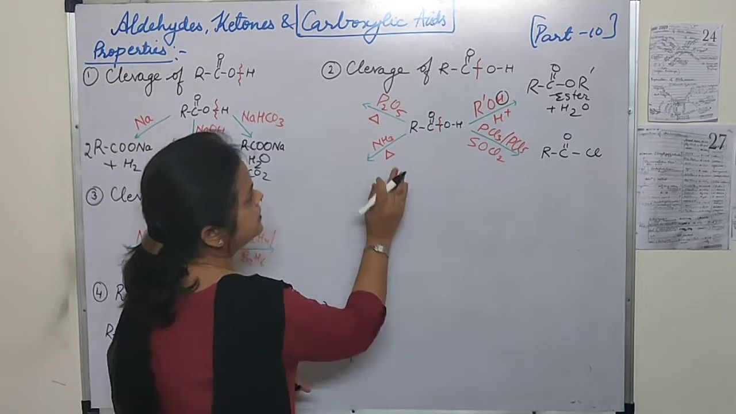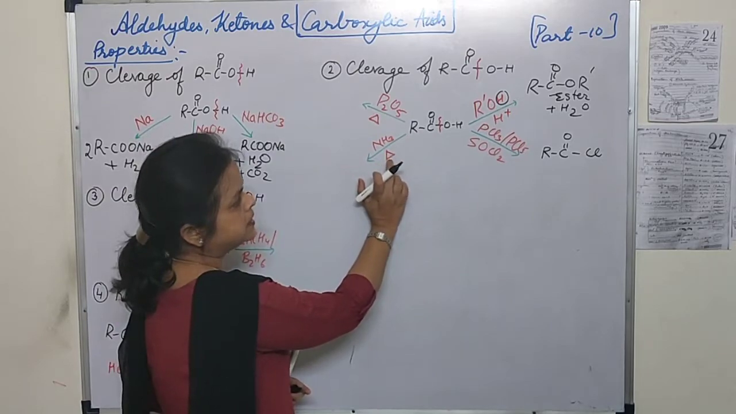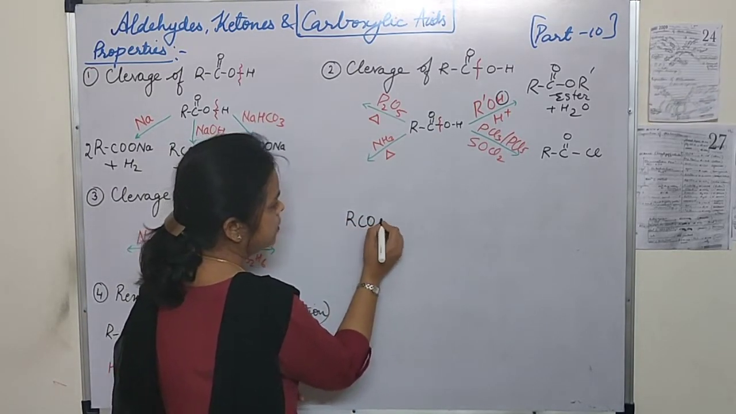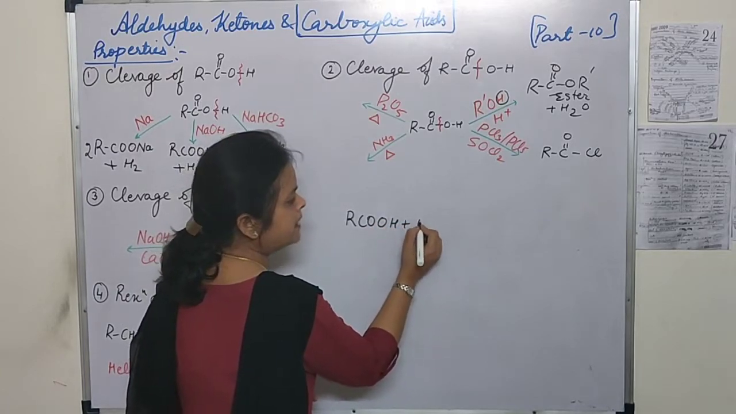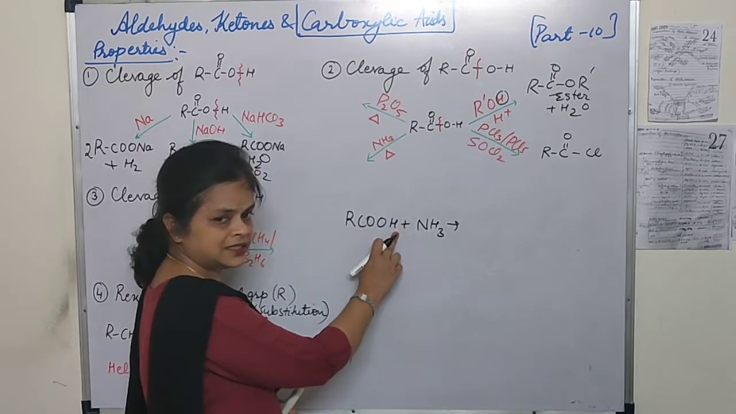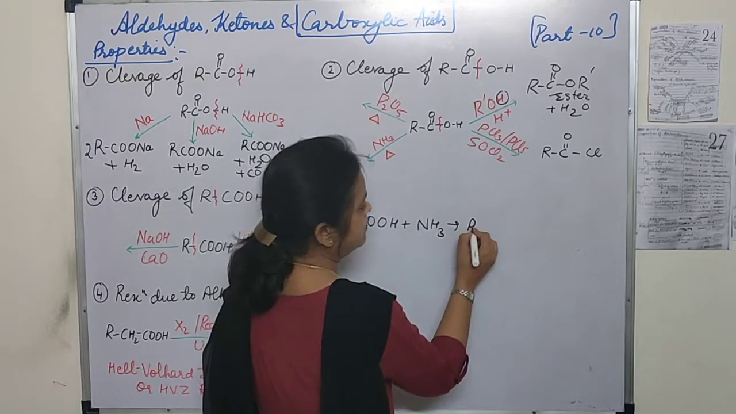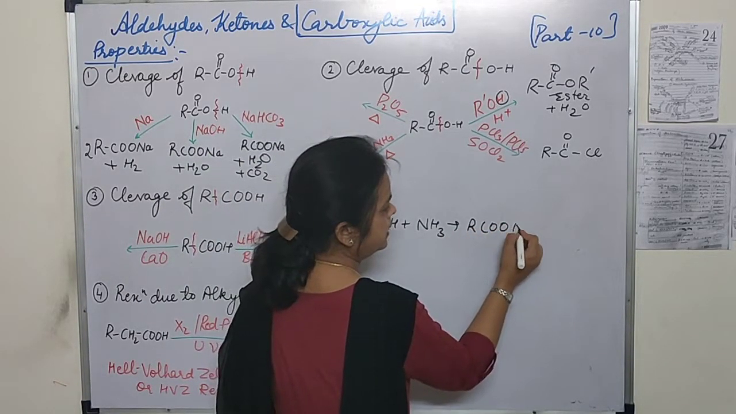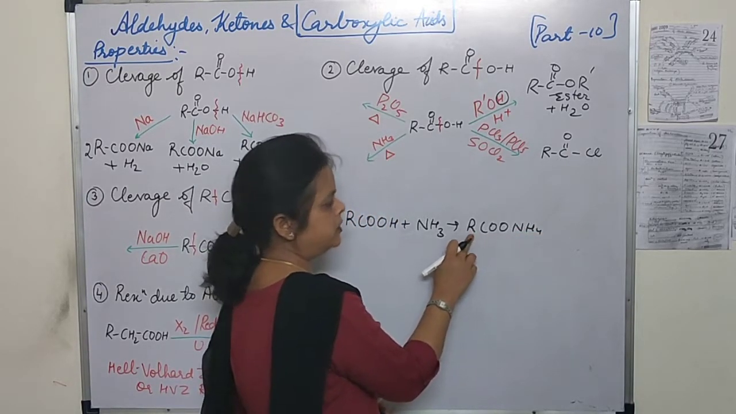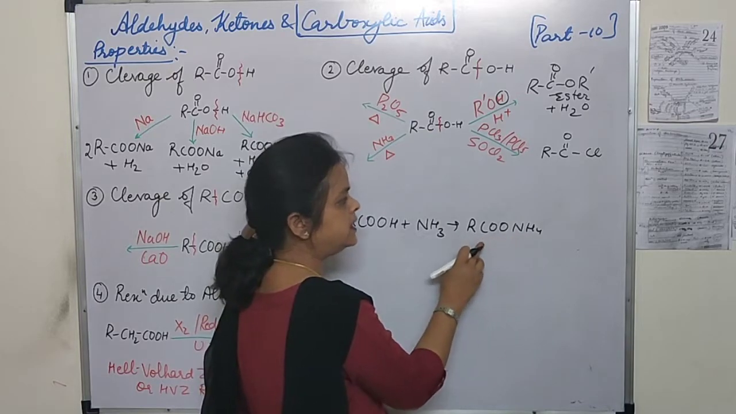Acid amide हम कैसे obtain करेंगे? We will make it react with ammonia first. Let's see this. RCOOH when combined with ammonia, first it is going to get added with this hydrogen and it will form RCOONH4. This is ammonium, and if you are taking CH3CO, then it will be acetate.